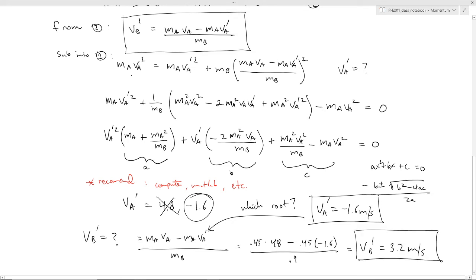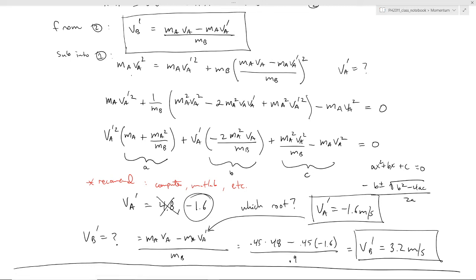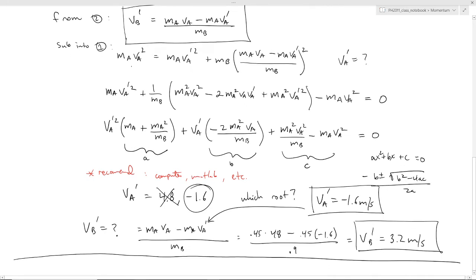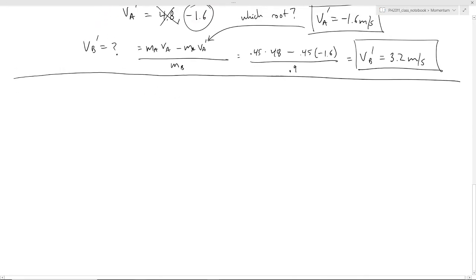Okay, so we've solved this question. This was an elastic collision, so we conserved both energy and momentum. And you saw that it led to a system of two equations where we substituted one into the other, we did some algebra, and then we had to solve a quadratic. So it was fairly complicated. So now I want to show you some tips, some tricks that you can use to solve this kind of problem. So let me show you a trick.